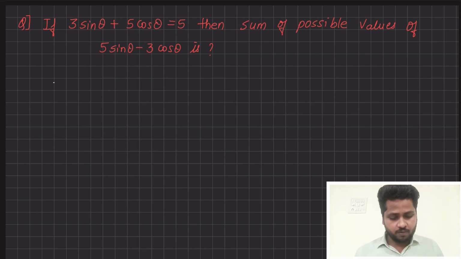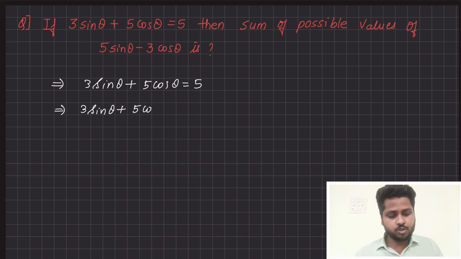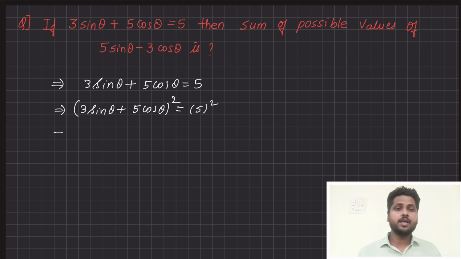So I will write the given part first: 3 times sin theta plus 5 times cos theta is equal to 5. And then we have the identities. So I will square on both sides. If we do the squaring on both sides, then we get 3 times sin theta plus 5 times cos theta whole square equals 25, or I can write here 5 square. So here we get a plus b the whole square.